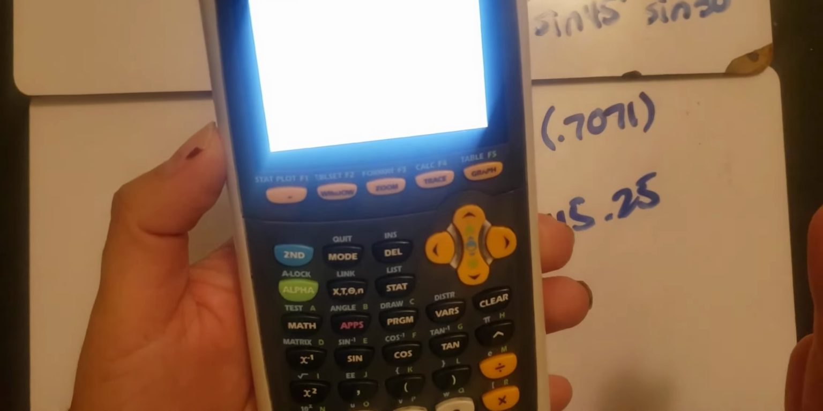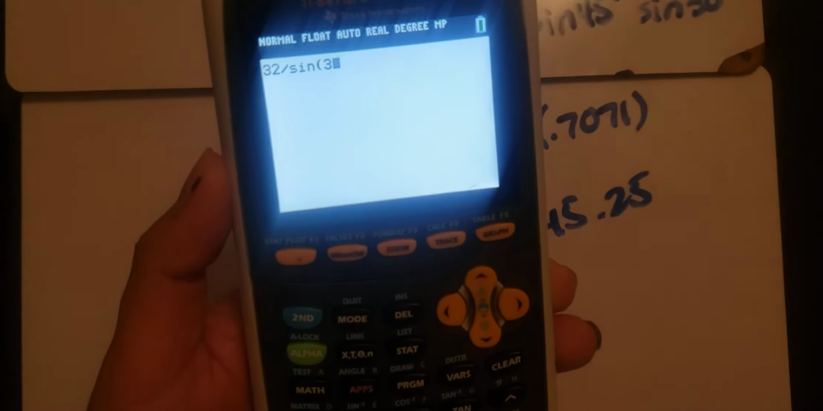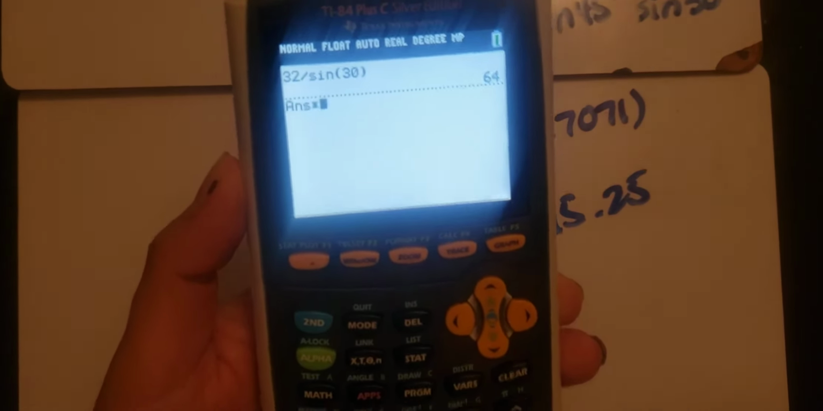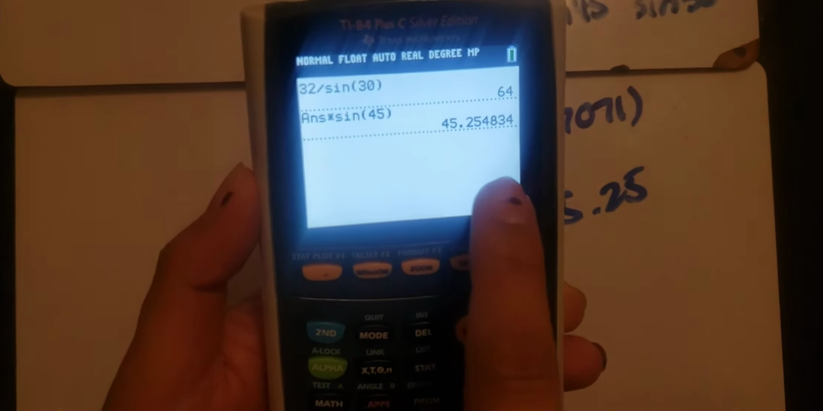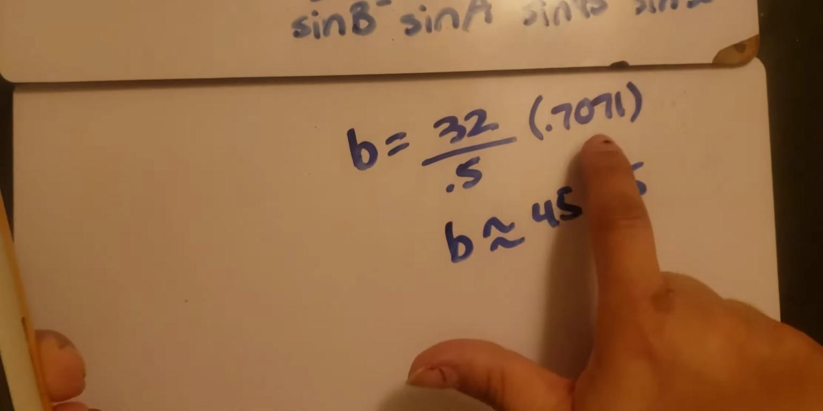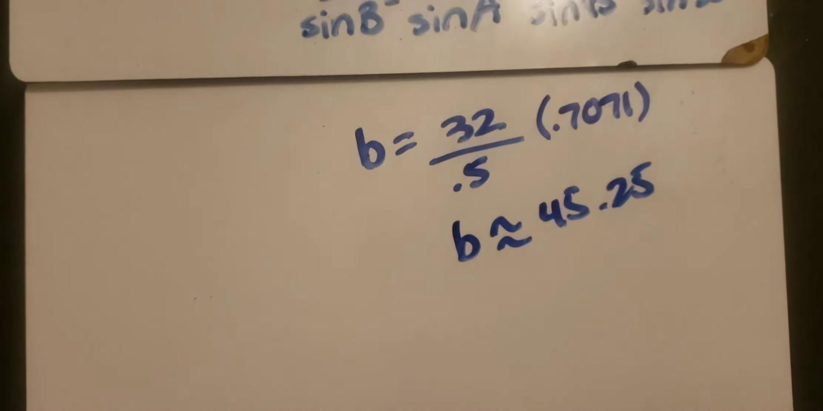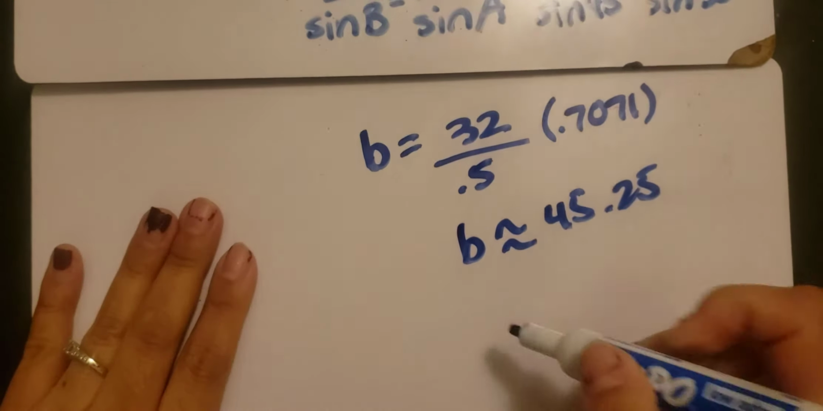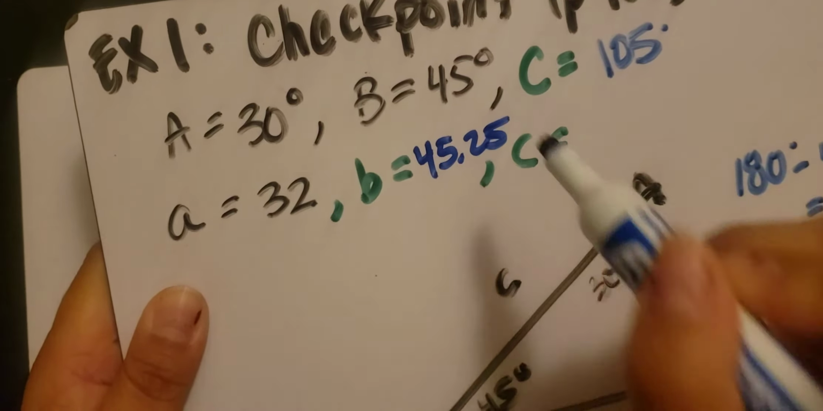Another way you could do it in your calculator, just FYI, if you didn't want to do any of the work, you could just put 32 divided by sine of 30, and then times sine of 45. And you're going to get the same, okay? I just gave you these values because I wanted to show you that I typically just write down 4 decimal places, okay? So this is our b value, 45.25. So I'm going to write that here, okay? 45.25.